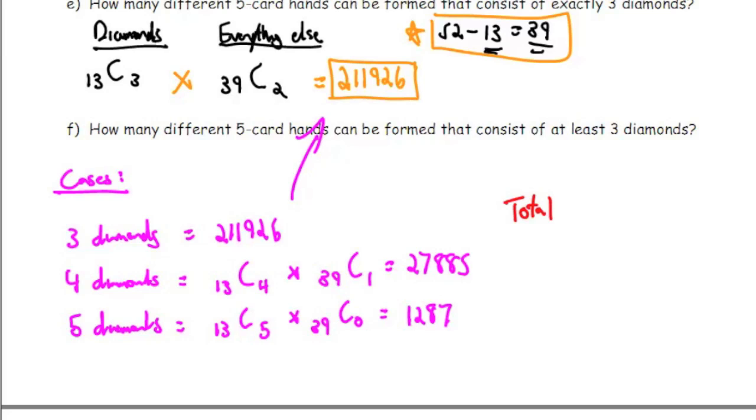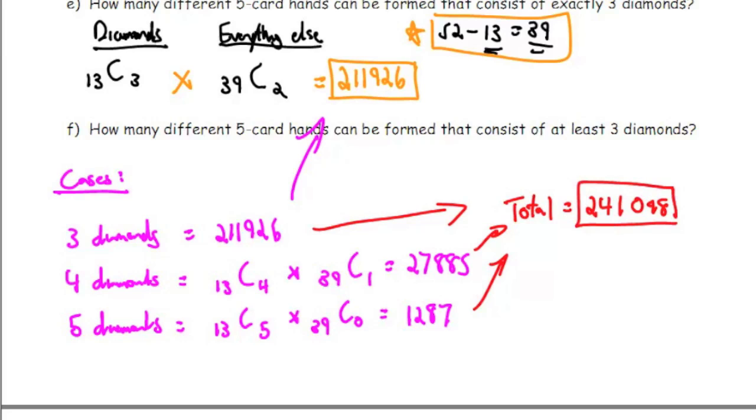Think back from the idea of part B, when how many different 5-card hands can be formed consisting of all hearts. Same idea, same number, go figure. So the total then is just these 3 numbers added up, which gives you a total number of combinations of 241,098. So we just added all 3 of those there, and we get our total. That's supposed to be a 9. That looks more like a 9.